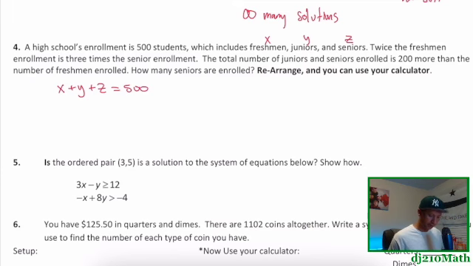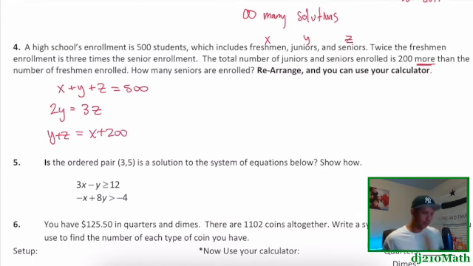Twice the freshman enrollment, so 2 times Y, is 3 times the senior enrollment, so 3Z. The total number of juniors and seniors, so Y and Z together, is 200 more, so that means plus the number of freshmen enrolled, so X plus 200. All right, there are my equations. Do we want to know how many seniors? So we're looking for Z. I'm looking for Z. Rearrange and use the calculator.